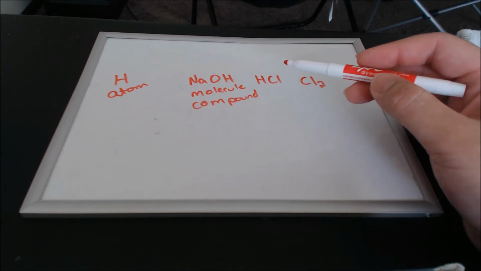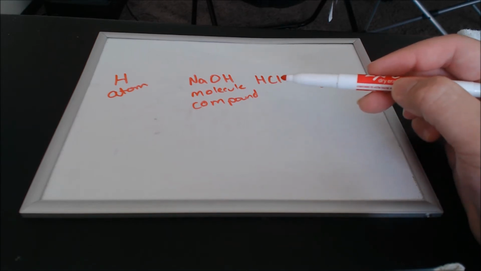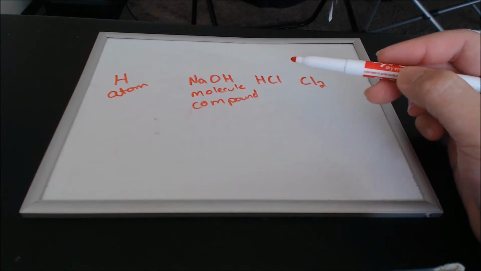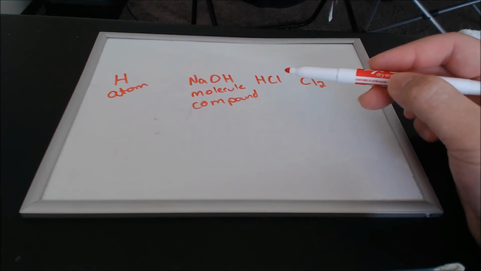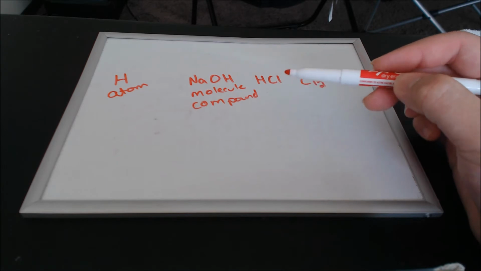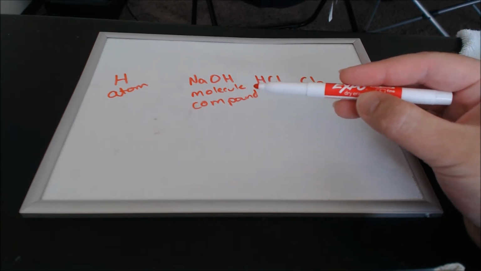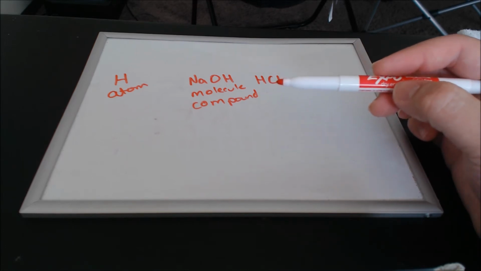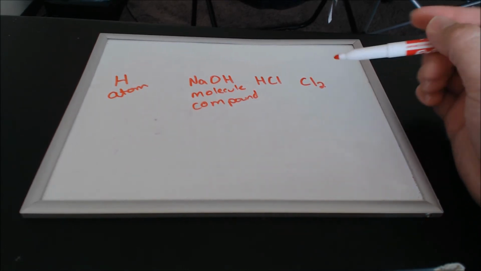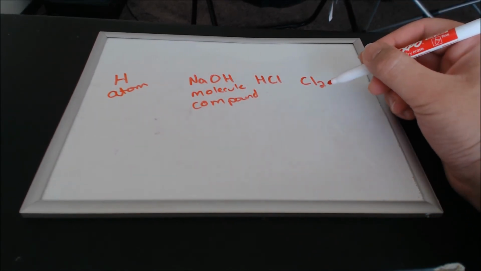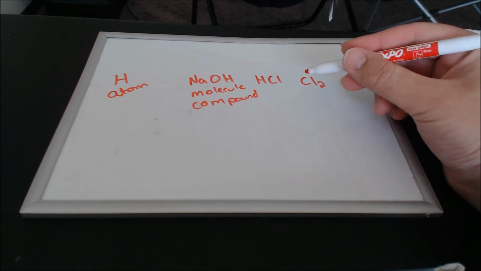Now let's go to the next one, HCl. So this is a hydrogen and a chlorine atom that are bound to one another. So is this going to be considered a molecule or compound? Well, same thing as the last one. There are two different atoms that are bound to one another, so they must be both a molecule and a compound.